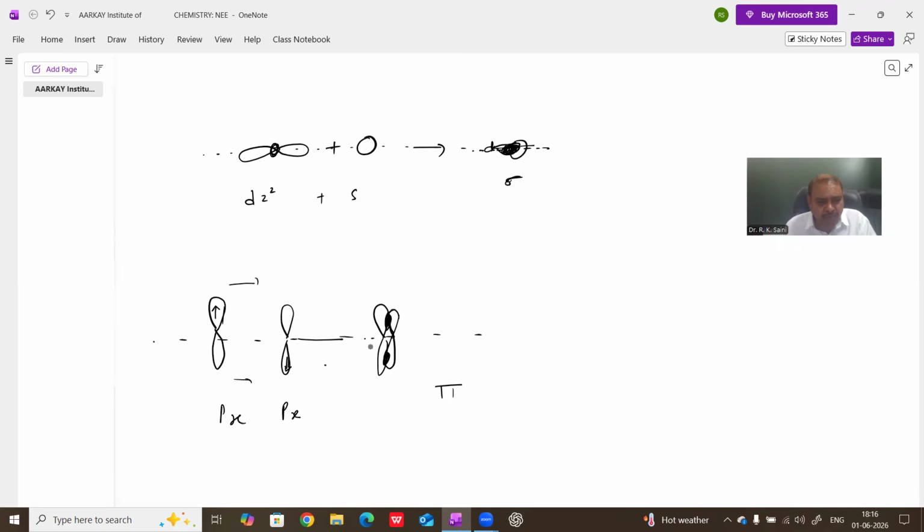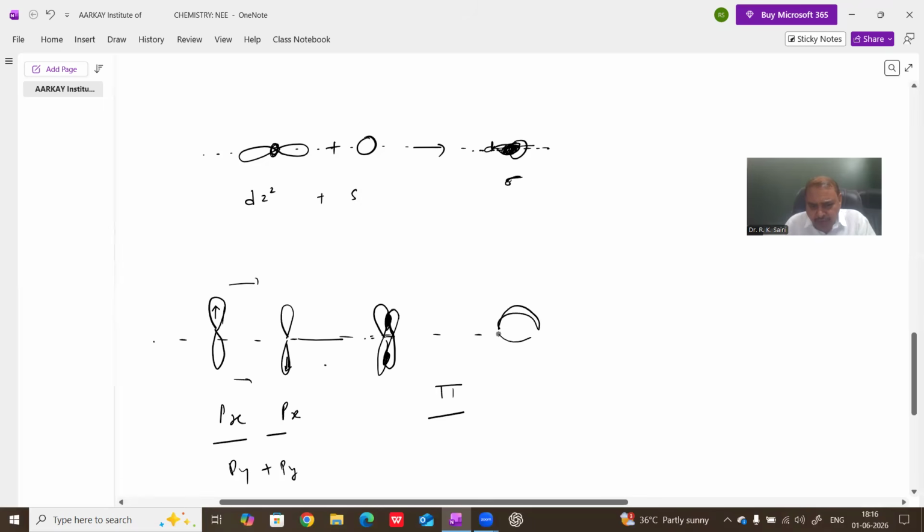A pi bond is formed by the sidewise overlapping of orbitals, for example px and py. Hence the pi bond is weak in comparison to the sigma bond, because the electron density divides into 2 parts, above and below the internuclear axis. Therefore, we can say nuclear repulsion is more dominant in the pi bond than in the sigma bond, and as the pi bond is weak, the electron density divides into two parts above and below.